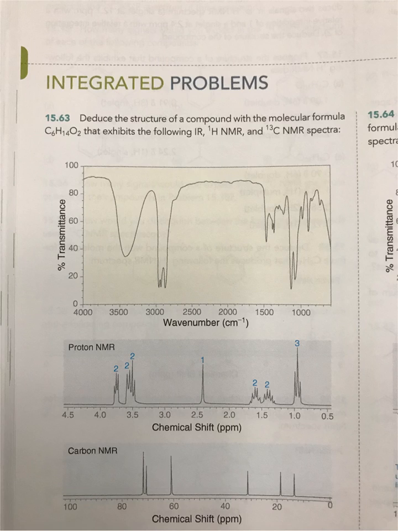Here, we'll start going over these. So we're given IR, proton, and carbon NMR. We have a molecular formula of C6H14O2, and that has how many degrees of unsaturation? Everyone agrees it's 0.